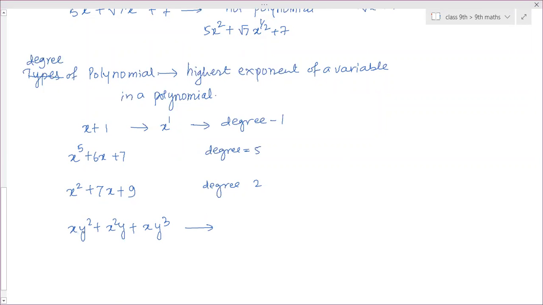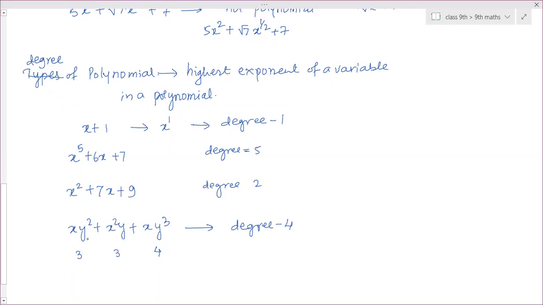Here there are two variables. In the earlier expressions there was only one variable. Now there are two variables in every term. So for finding the degree you have to add the exponents. So here it is 3, this is 3, and this is 3 plus 1, 4. So the maximum exponent is 4. So the degree is 4.